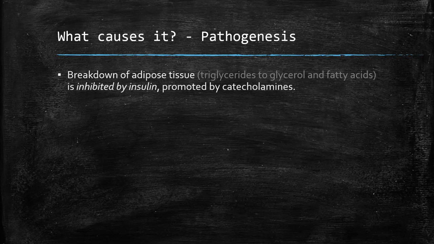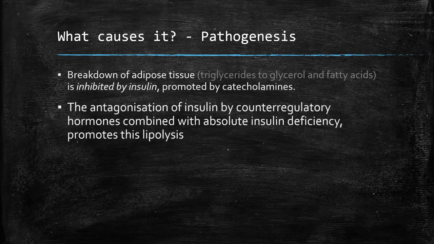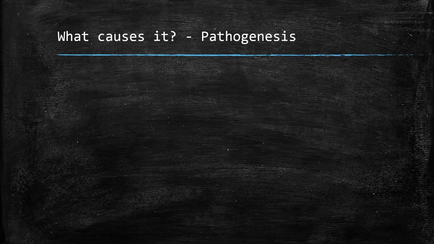So, talking about the pathogenesis, the main problem we see in DKA is that there's a breakdown of adipose tissue. Now, adipose tissue breakdown is normally inhibited by insulin and promoted by catecholamines. When there's less insulin, it means there's an increased breakdown of adipose tissue. So, because the insulin is blocked by these hormones and there's an absolute deficiency in insulin, the rate of lipolysis increases.